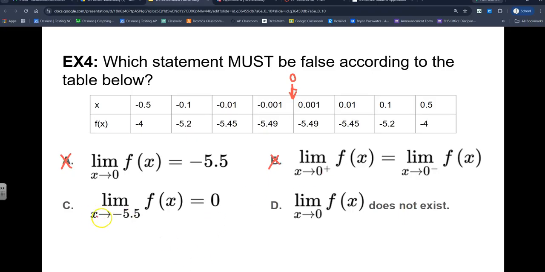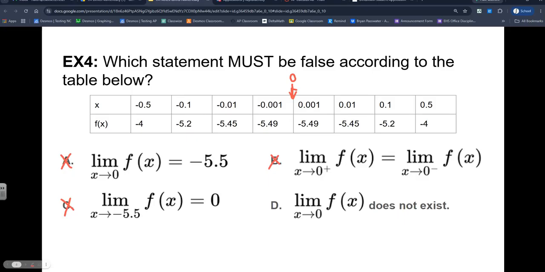What about the limit as x approaches 5.5? Or our x's, do we have 5.5 on here at all? So certainly our table does not support that statement, but does it tell us it's false? No, it does not.